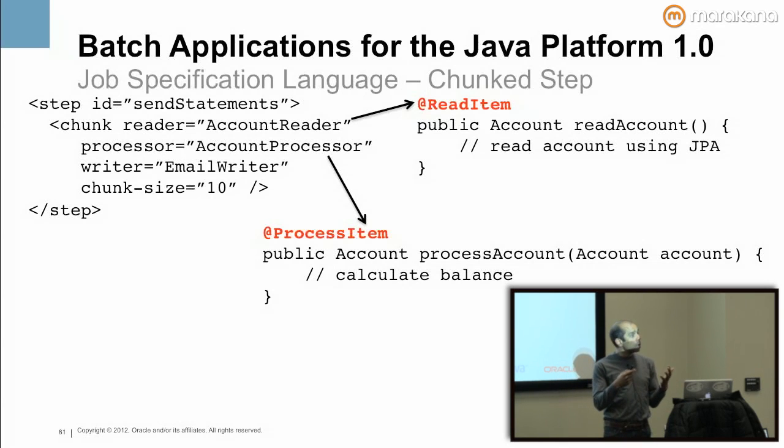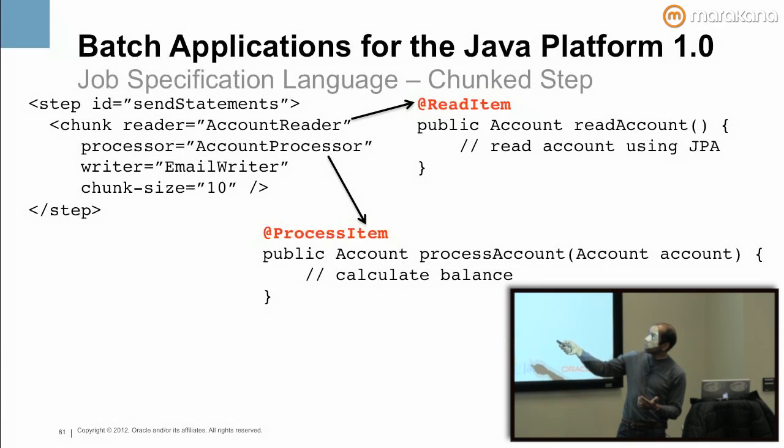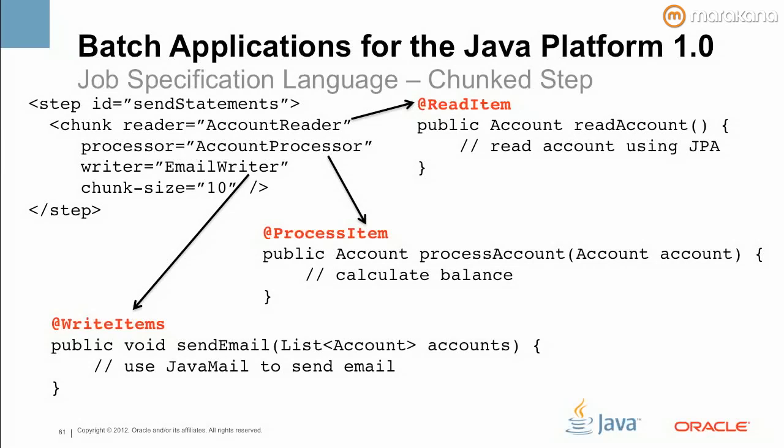Then you are saying, OK, what is my account processor? You define a POJO, which is the account processor, in which you have the process item annotation on a particular method, which is where you're probably calculating the balance. And finally, you have writeItems, which is where you are passing the list of accounts. Well, you're not passing, it's automatically getting passed by the concept that you've defined a chunk over here. And you're using Java Mail to send the email. So purely using Java EE standard concepts, you can do all of these batch processing concepts very easily.